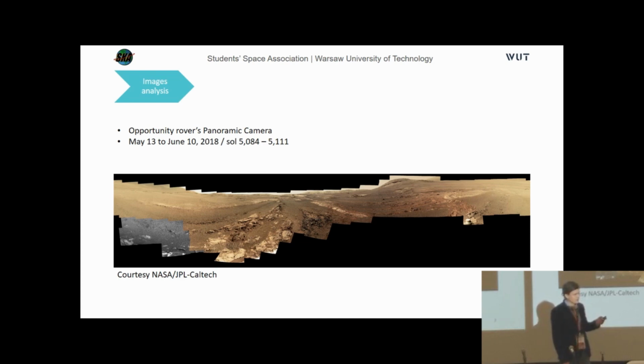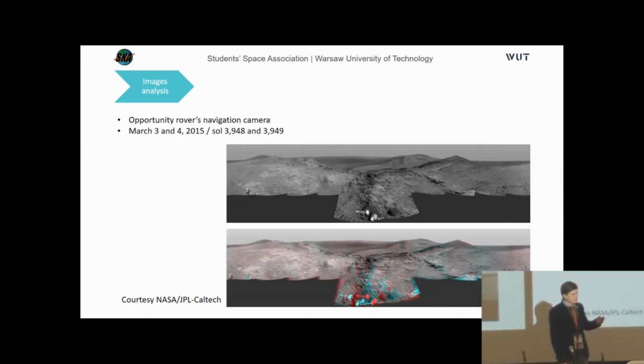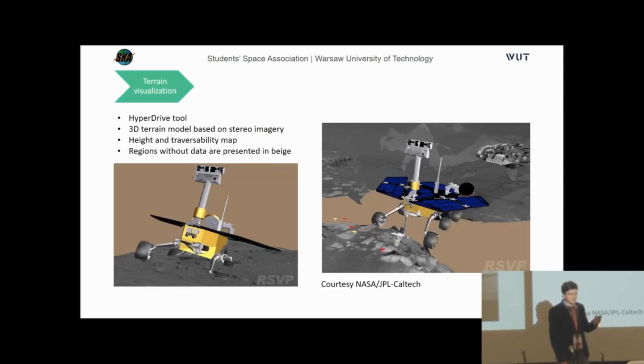There's a panoramic camera, two hazard avoidance cameras, rear and front, and there's also a navigation camera. Panoramic and navigation cameras can create spectral images and stereo images, and it works like this: we have two cameras which are pretty near to each other. There's a small angle between them, so when they take two photos at the same time, objects on them are in slightly different positions, and based on that difference in position, we can compute the distance of that object from the camera. The knowledge of the distances is very important in creating this 3D model of the surroundings of the rover.